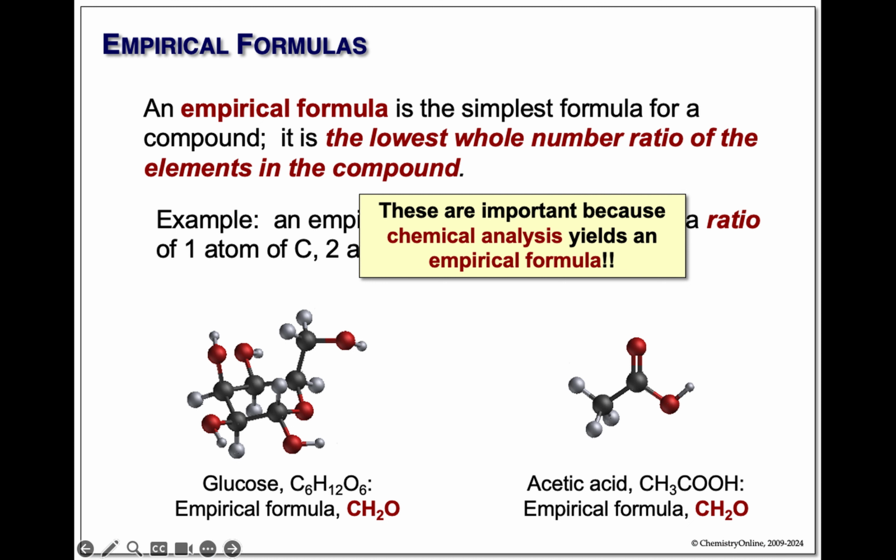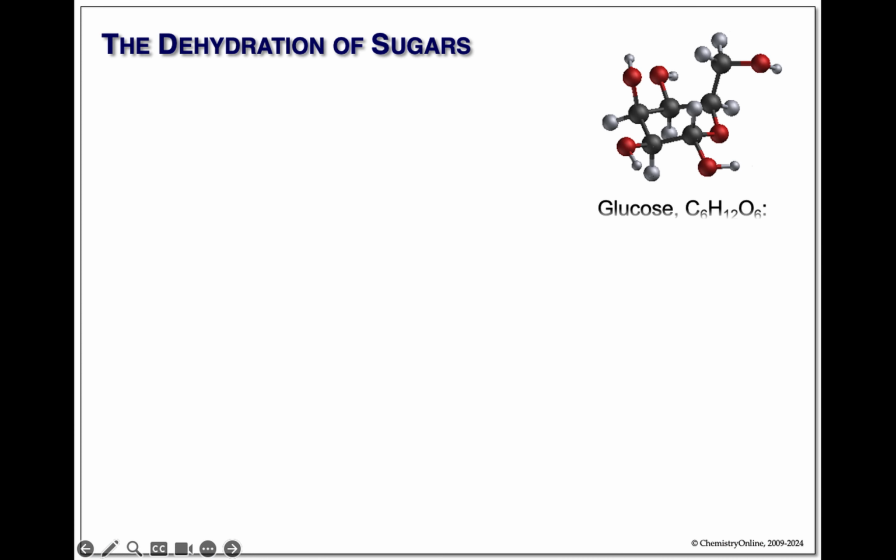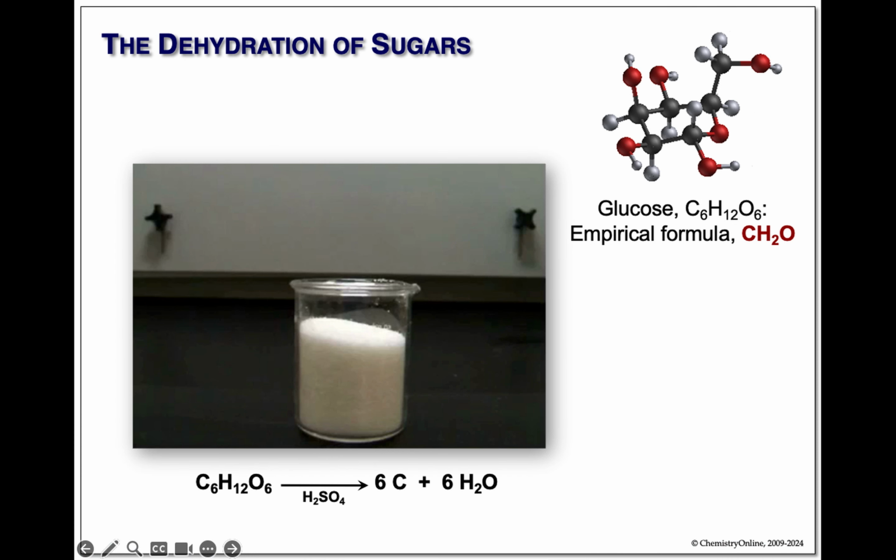Well, let me show you something neat then. Here's our glucose. There's a beaker of glucose. Turns out that if you add concentrated sulfuric acid to a sugar, this will catalyze the decomposition. Now our empirical formula here is CH2O, right? This will break the sugar down to carbon and water. Let's watch.